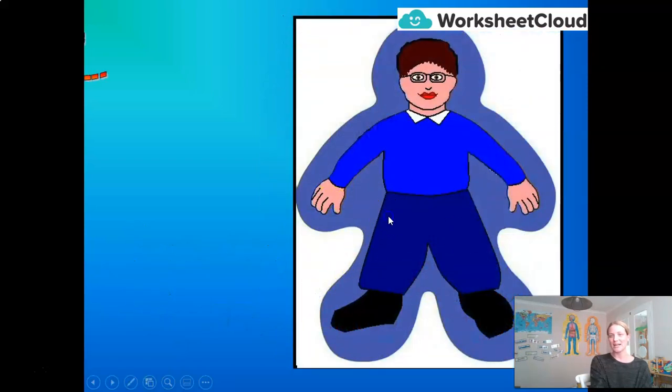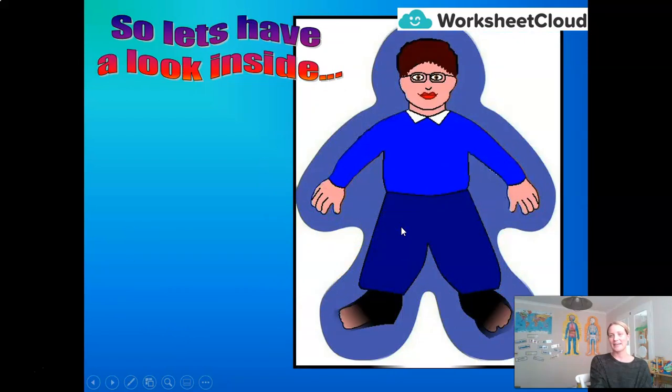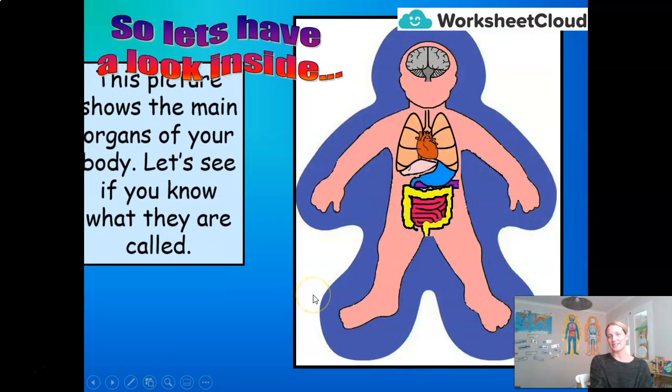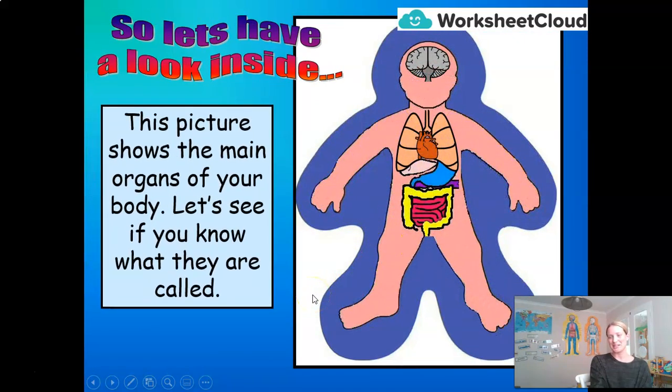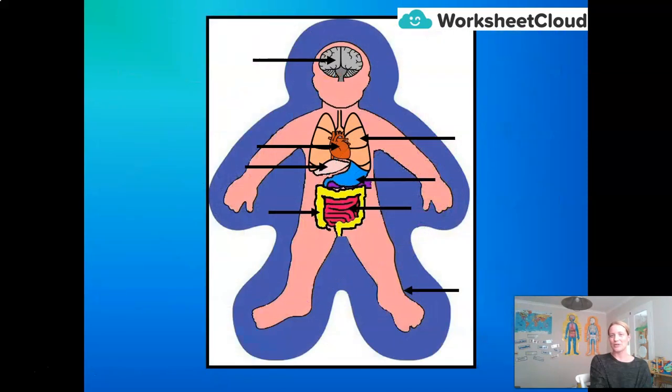So here's a little diagram here. If I click, I'm going to remove the little boy's skin to show his organs underneath. So let's look at what they are called.